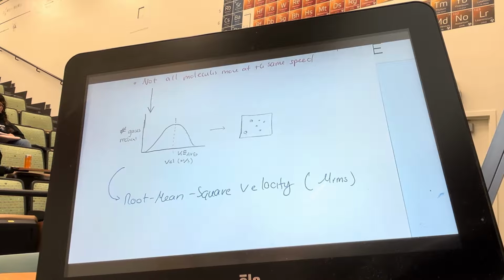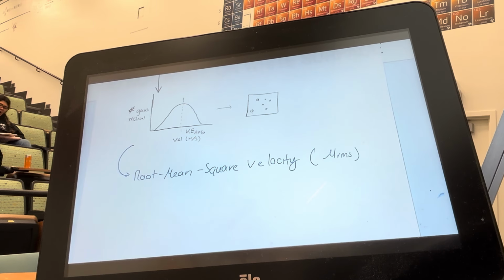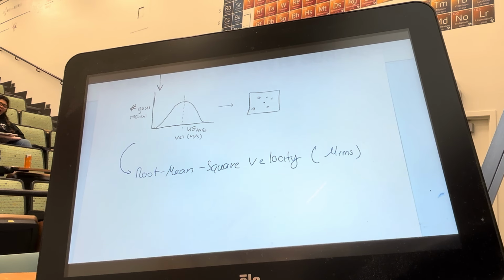Like I said in discussion, root mean squared is a specific type of average where it takes into account all the different speeds and combines them into an average. I do want to make sure you guys know the difference, because I've seen this asked on an exam.